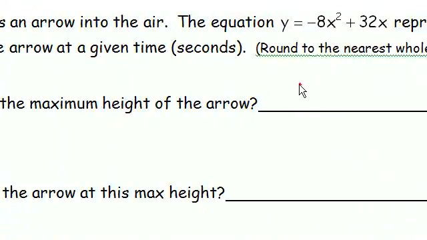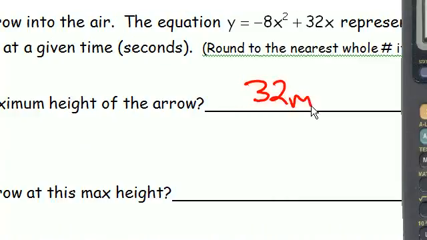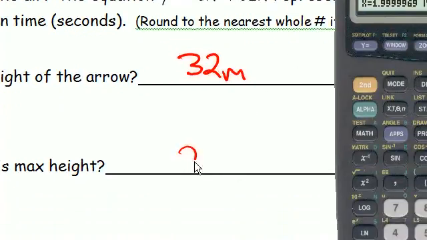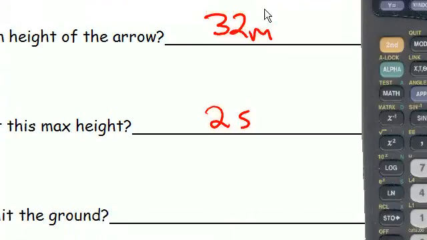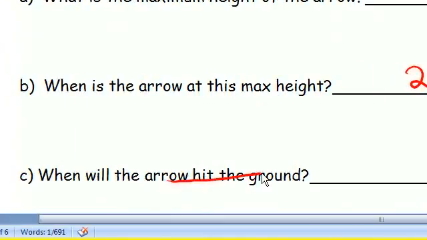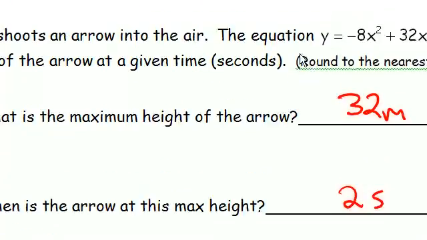So what is the maximum height of the arrow? 32 meters, and it took 2 seconds for it to do this. Question 3, when will it hit the ground? Very good.